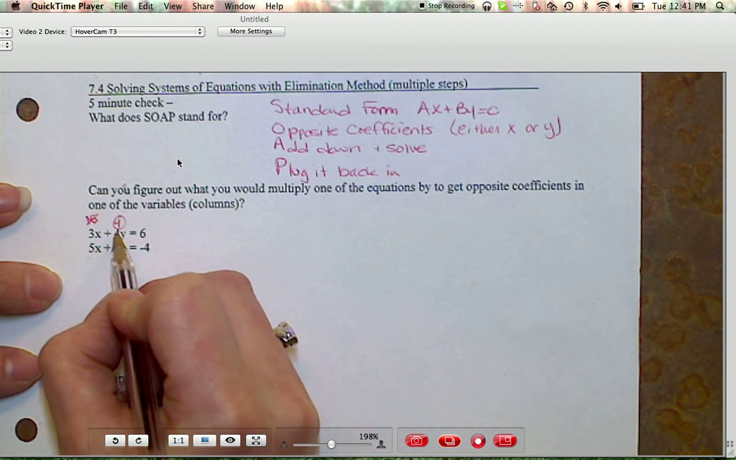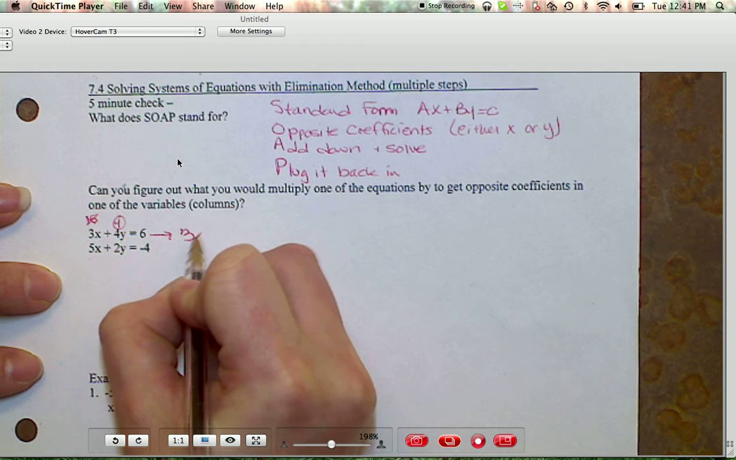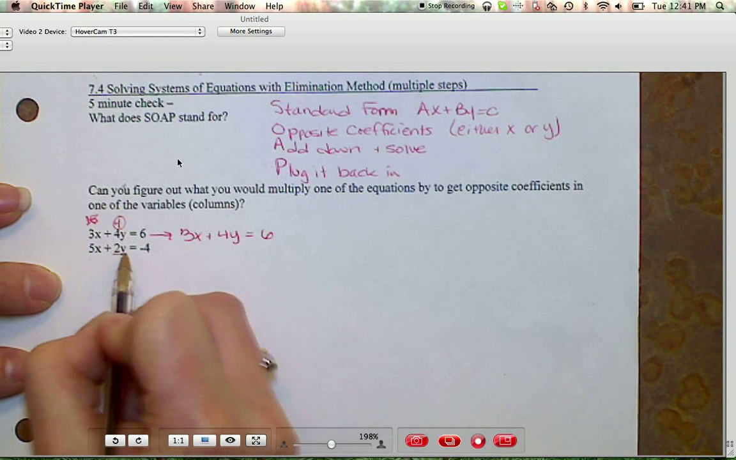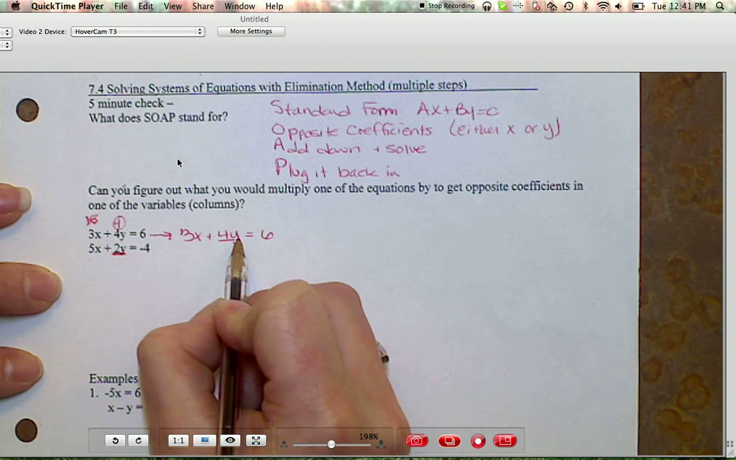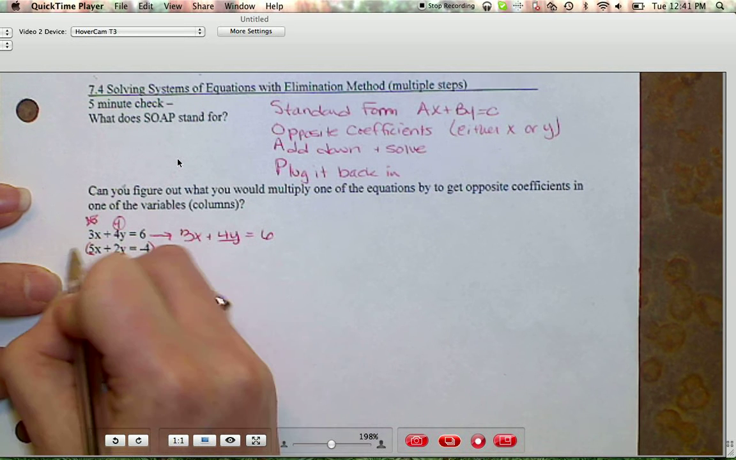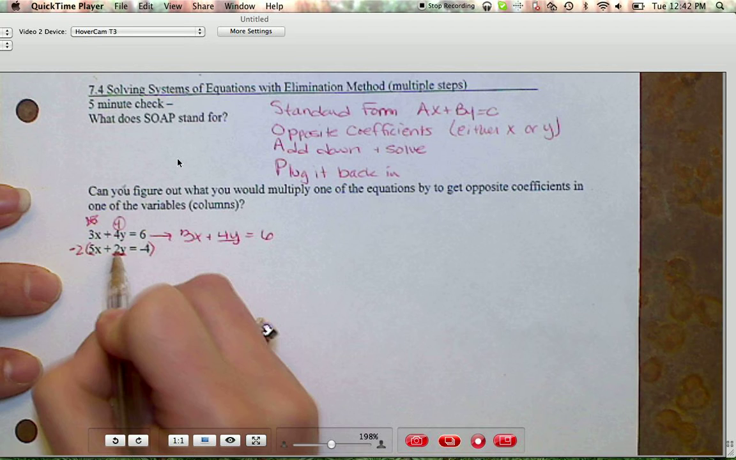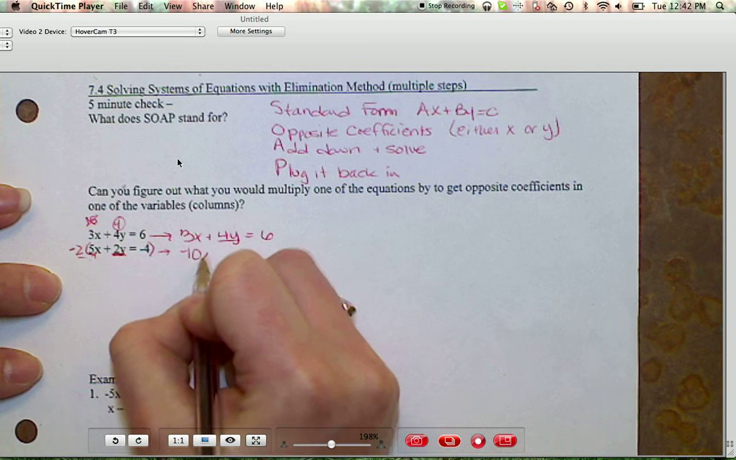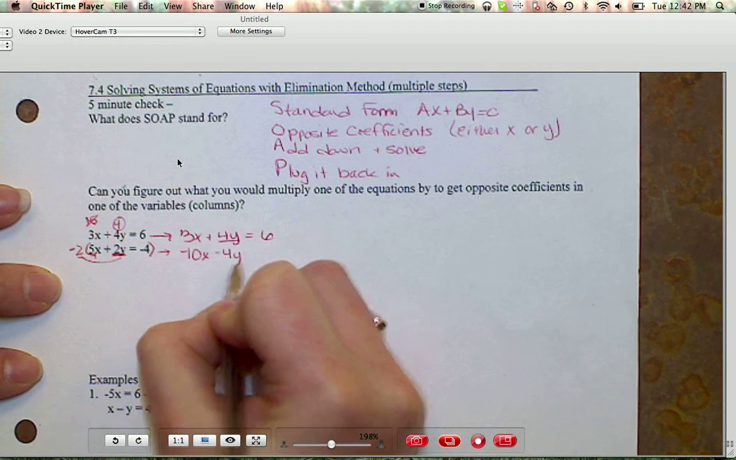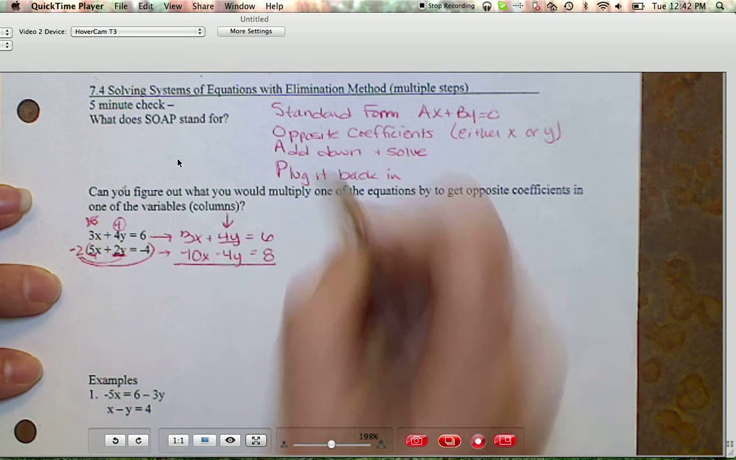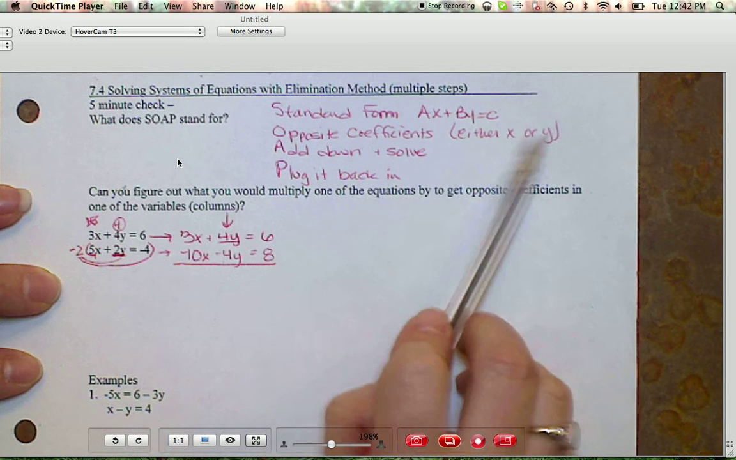So if my goal is to get a 4 in this column, in this case I already have a 4 in this column, so I'm just going to rewrite it to the right. 3x plus 4y equals 6. This one we need to get the opposite of +4. And in order to do that, we're going to have to multiply the entire equation by -2 so that we'll get a -4 here. And you have to be sure that you multiply every single piece. So we get -10x, -4y, and negative times negative gives us +8. Now we have opposite coefficients in the y column, either the x or the y. We did the y's this time.